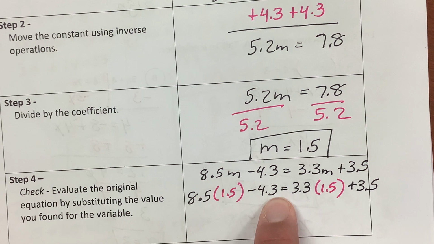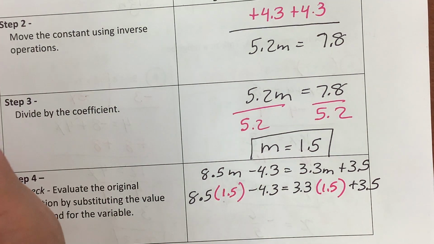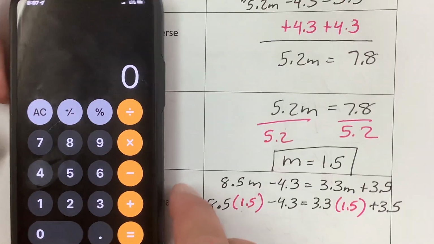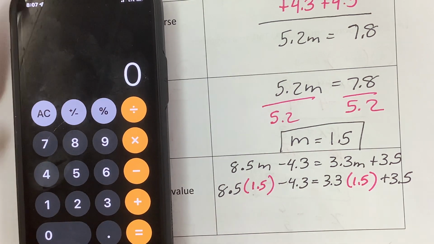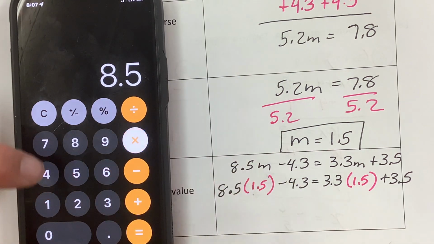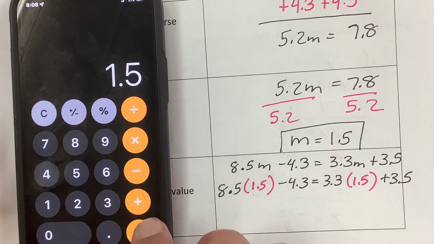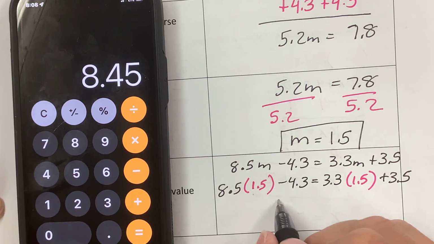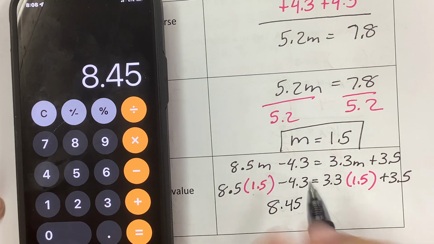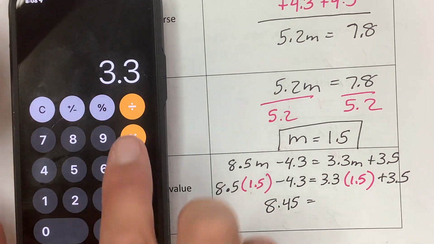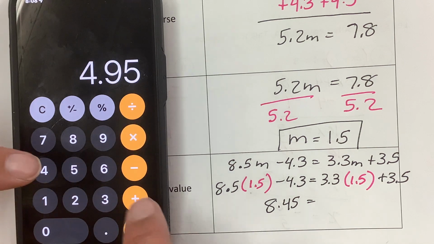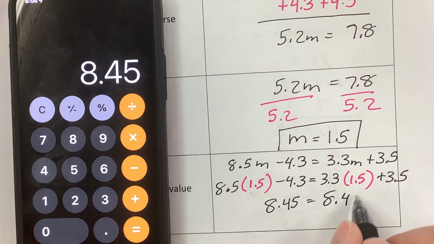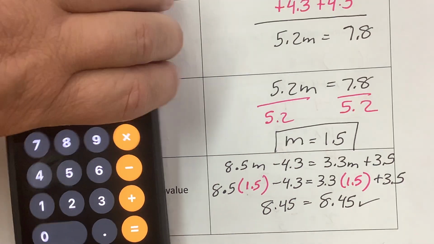Now I'm going to put this in the calculator and then put that in the calculator and see if I get the same answer. Now, my calculator doesn't have parentheses, but that's okay. I'll do the best I can with what I have. 8 5/10 times 1 5/10 equals minus 4 3/10. And I get 8 45/100 equals 3 3/10 times 1 5/10 plus 3 5/10 is, yay, 8 4/500. It checks. So, yay us, we can math.